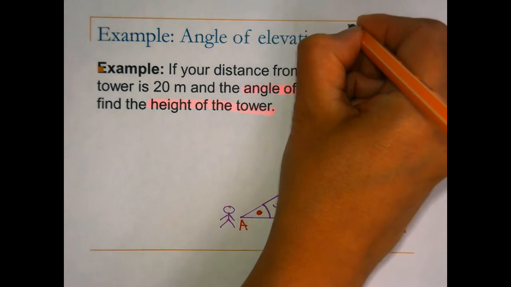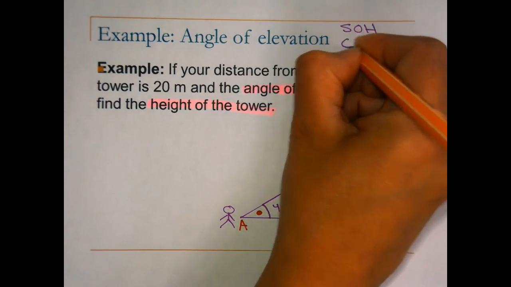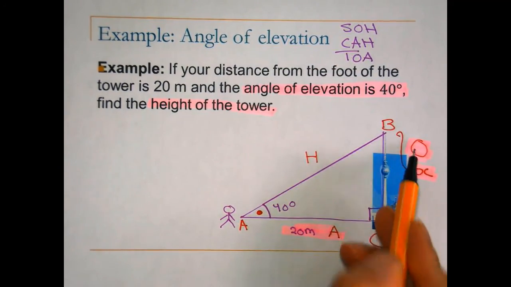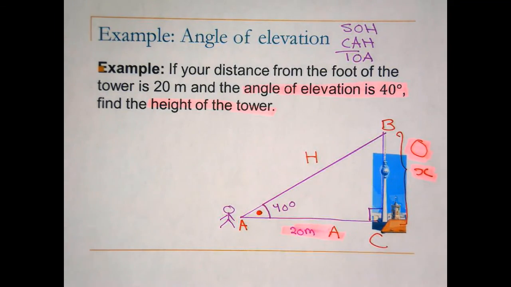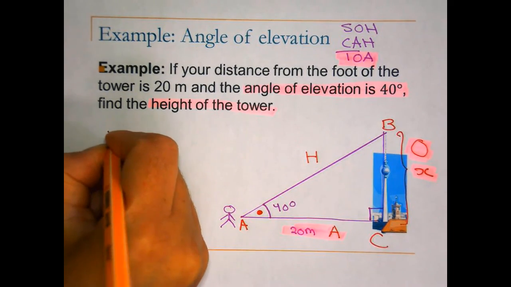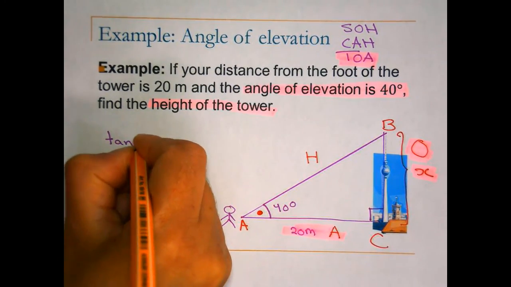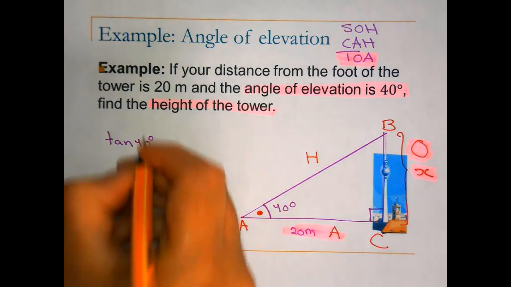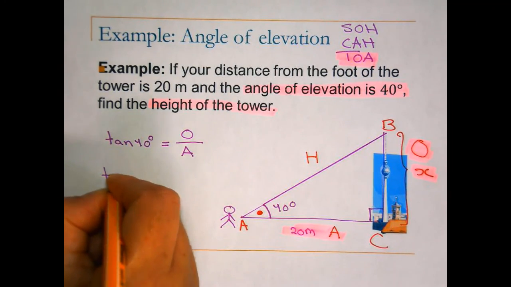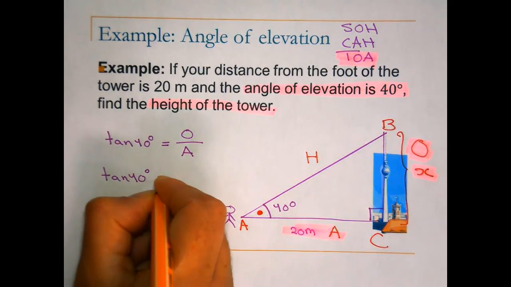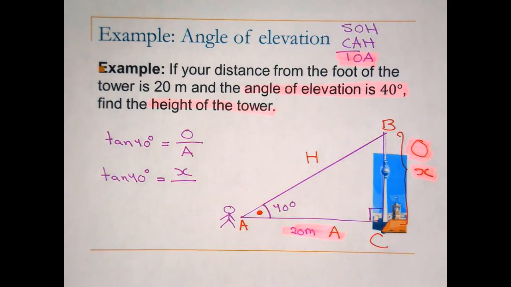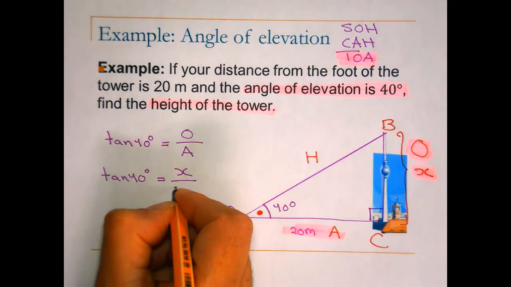So now we are ready to write our ratio. Again, SOH CAH TOA: we're dealing with opposite and adjacent. That means we are going to use TOA, tangent. So tangent of 40 degrees equals opposite over adjacent. Tangent of 40 degrees equals opposite, the unknown, which we substitute with X, over adjacent, which is 20.